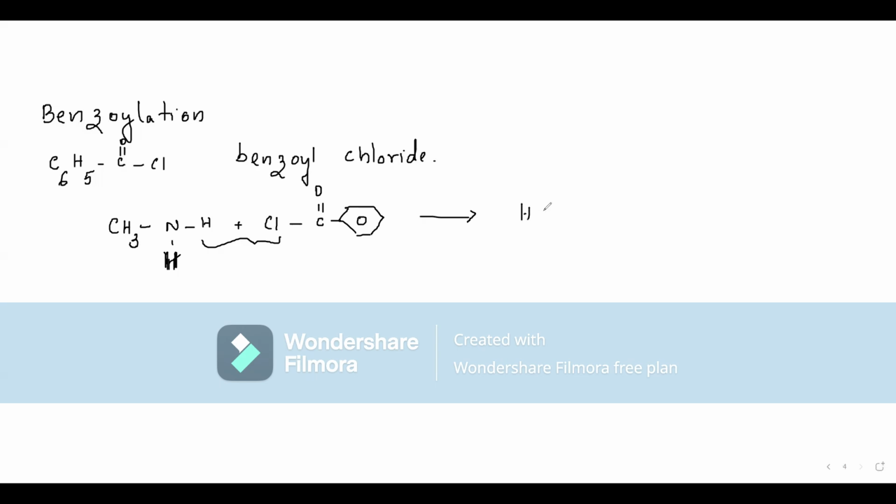So HCl plus CH3NH, C double bond O, C6H5, which is here, N-methyl. The rest, C6H5 and CO is there, right, which is called benzamide.